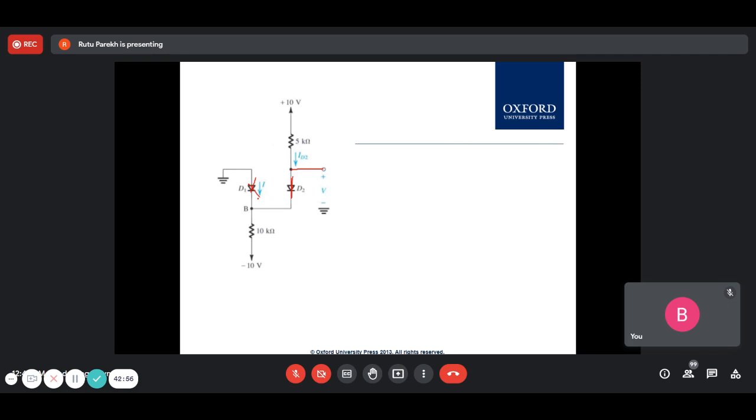Yes, ma'am. It is like a short circuit. So point B and ground are at the same potential, so no current will flow in that network. So ID2 is like 10 minus 10 divided by 15 kilo ohm. The whole path, V will be 0.